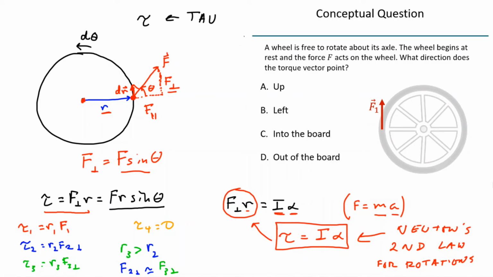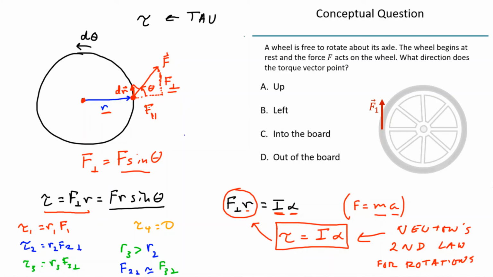Okay, here's another question. Same thing. The wheel is free to rotate about its axle. The wheel begins at rest and the force F acts on the wheel. What direction does the torque vector point? Does it point up, to the left, into the board, or out of the board? Take a minute, think about this question, pause the video, and come back when you think you have an answer.